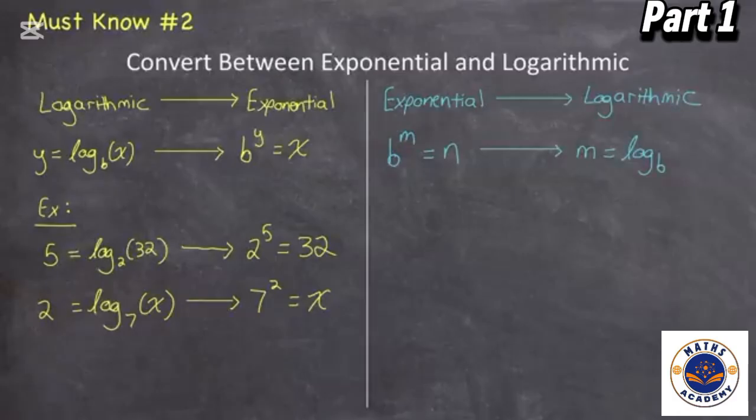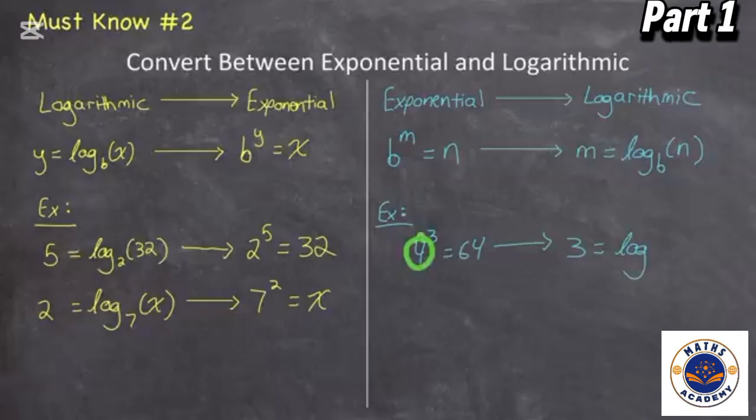The base of the power becomes the base of the logarithm, and since b to the power of m is equal to n, I know that n is the argument of my logarithm. Let's say we have the exponential equation 4 cubed equals 64. The equivalent logarithmic equation: the exponent is the answer to the log, so 3 equals log, the base of the power becomes the base of the log, so it becomes log base 4 of 64. Both of these expressions communicate the exact same information, that 4 to the power of 3 equals 64.